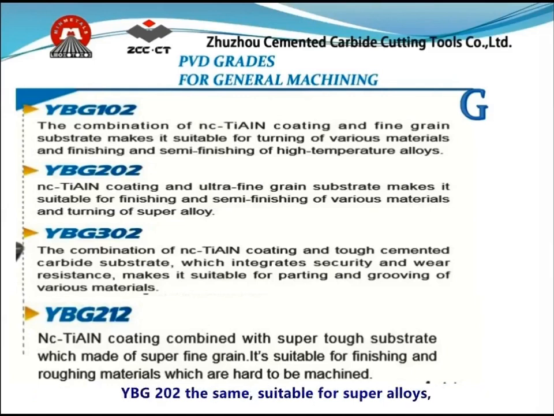YBG 202, the same, suitable for superalloys. And YBG 302 is particularly suitable for parting and grooving applications. Last one, YBG 212, has a wide range of machining capability for hard-to-cut materials.